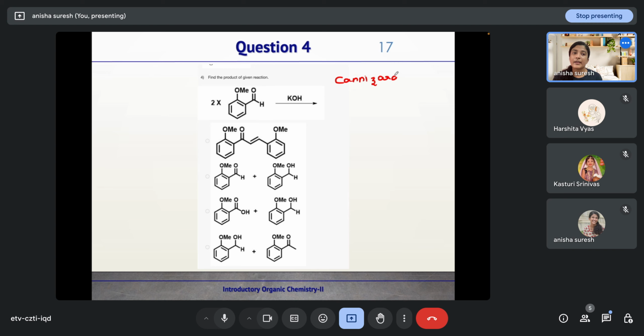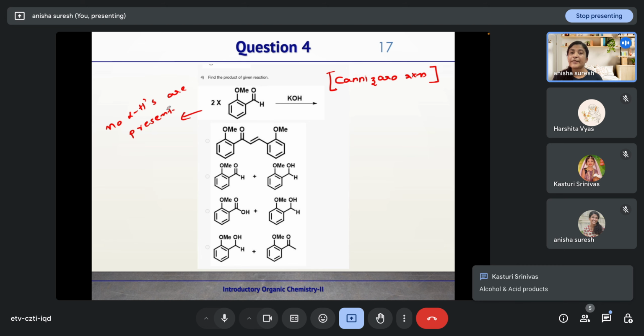So the reaction that it will undergo is Cannizzaro reaction. Here no alpha hydrogens are present. So if Cannizzaro reaction is taking place, what will be the product that we will get? Yeah, alcohol and acid products will be forming, and option C will be the right answer.